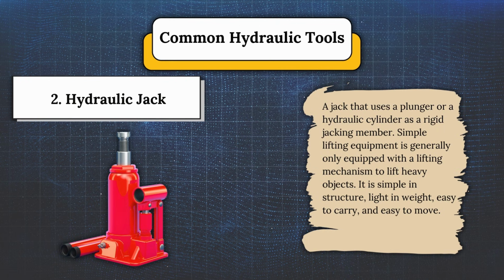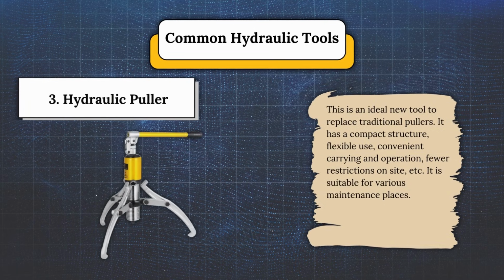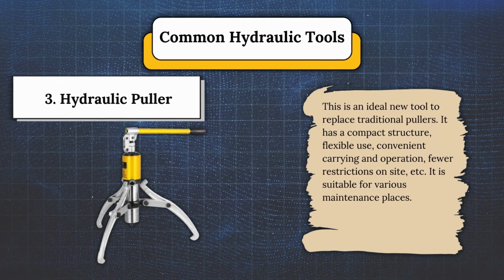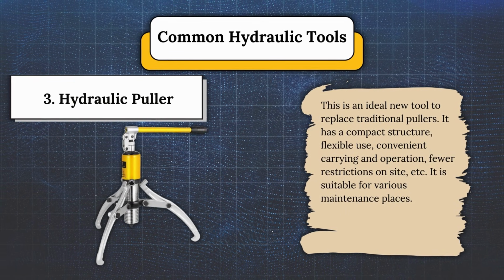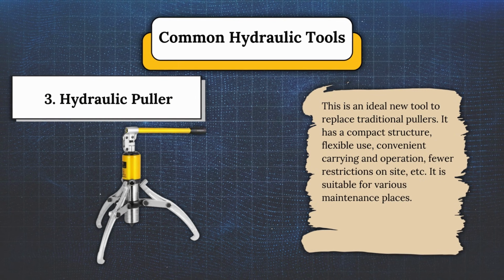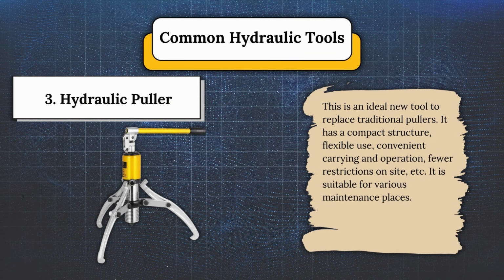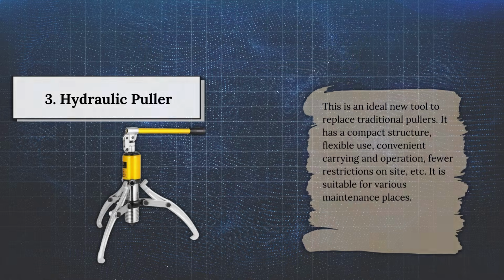Simple lifting equipment is generally only equipped with a lifting mechanism to lift heavy objects. It is simple in structure, light in weight, easy to carry, and easy to move. Number 3. Hydraulic puller. This is an ideal new tool to replace traditional pullers. It has a compact structure, flexible use, convenient carrying and operation, fewer restrictions on site, etc. It is suitable for various maintenance places.